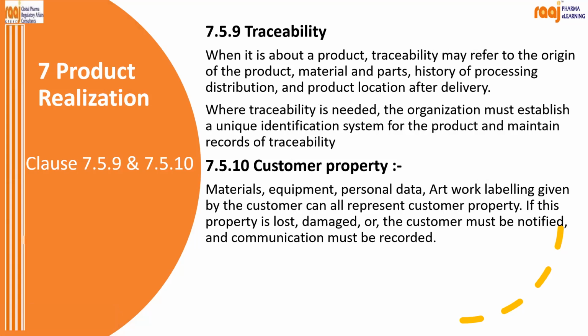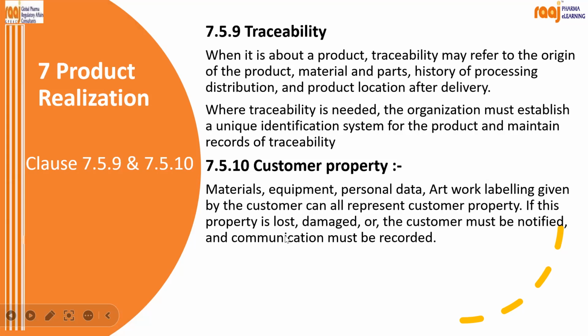How do you identify from batch number? For that, a batch unique numbering identification record system, item code, everything you have to mention in that. What's the stage also we have to mention, whether it's production, packing, or granulation, compression, like that. That stage also, so that from traceability you are able to trace right from the origin of the product, material and parts, history of processing, distribution, location after delivery. Wherever we dispatched also we have to maintain that.